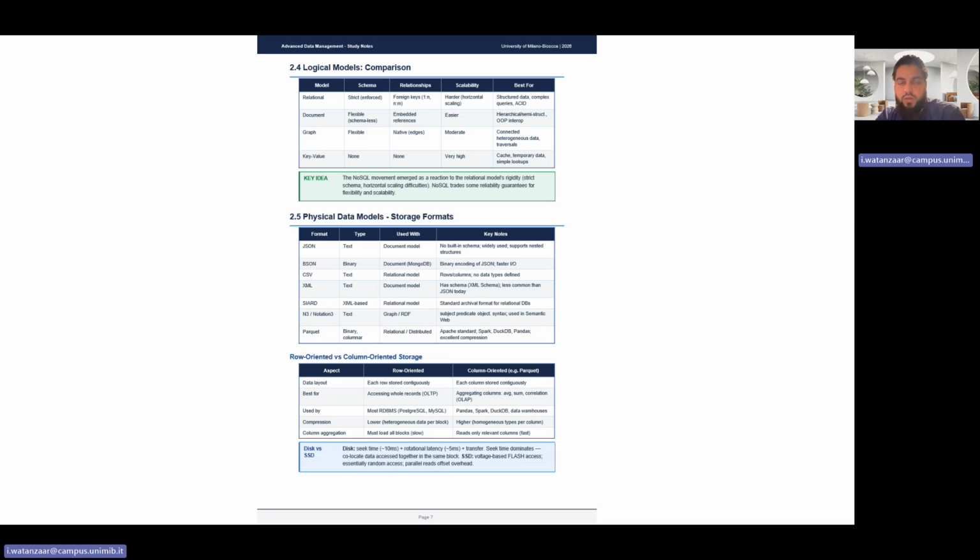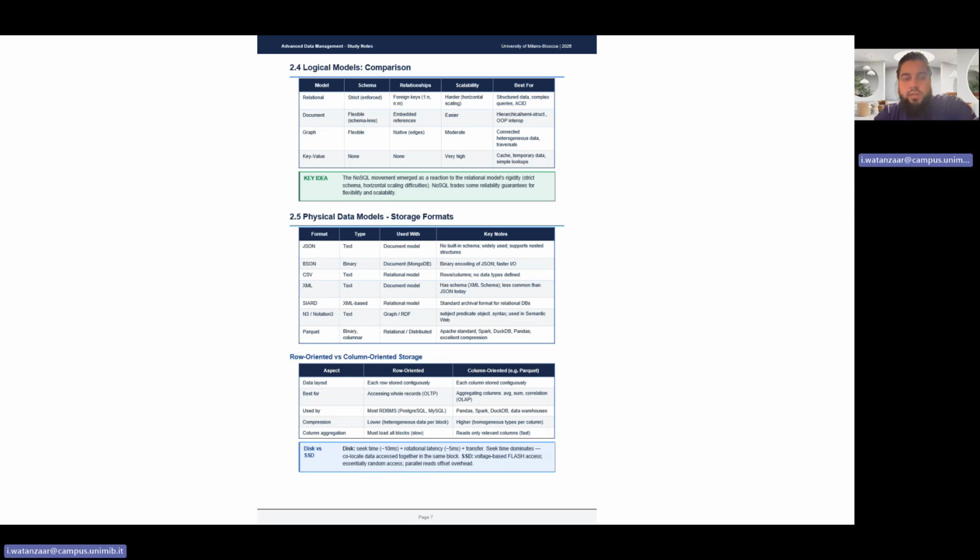It is used mostly with relational models, as a standard archival format for relational databases. The second last is N3, or Notation3. It is also text-based and it's used with graph RDF, Resource Description Framework: subject, predicate and object. So we have a subject based on a certain condition, and we move over the edges to the object. Its syntax uses Turtle, used in the semantic web.